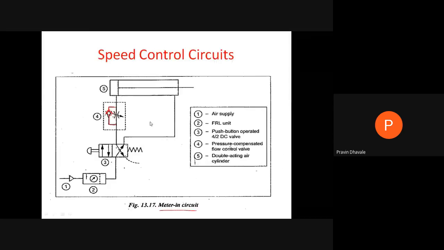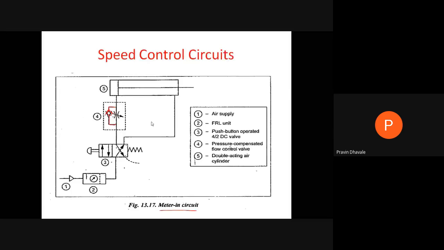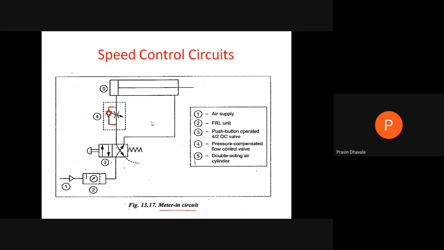Then, in order to control the speed of the piston during the forward as well as backward motion, we require certain kinds of control circuits. So it will be studied under the speed control circuit, controlling the speed of the piston during the extension stroke. And in the meter out circuit, we control the speed of retraction, the speed of piston retraction, right?